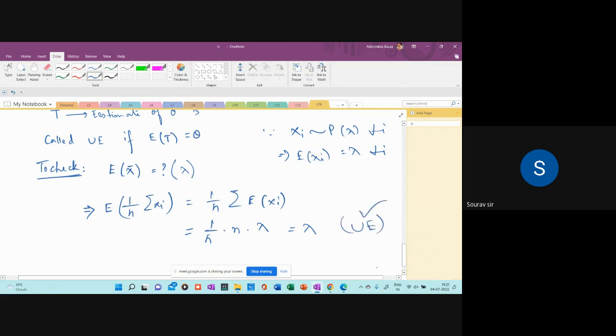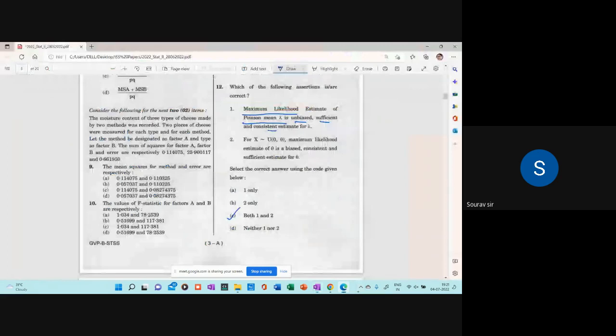So we can tick on that. Since it is unbiased, there is no other option, so you can skip ahead and check that yes, it is sufficient and consistent, because the distribution is only on lambda and you don't have any other options. Basically, if it is unbiased, that means one option is true, so it is also sufficient and consistent.